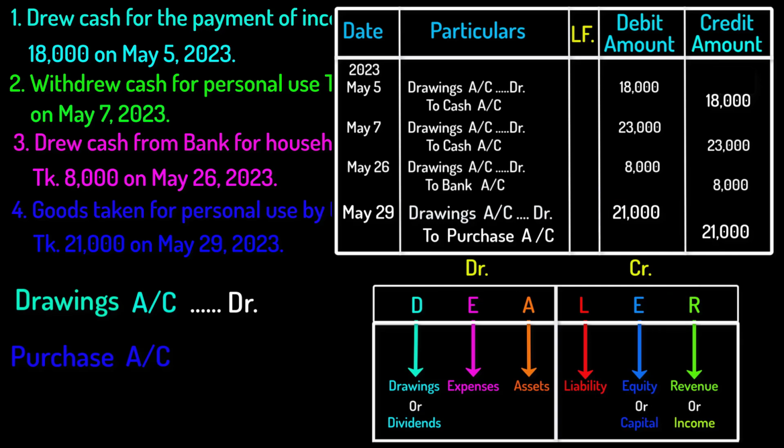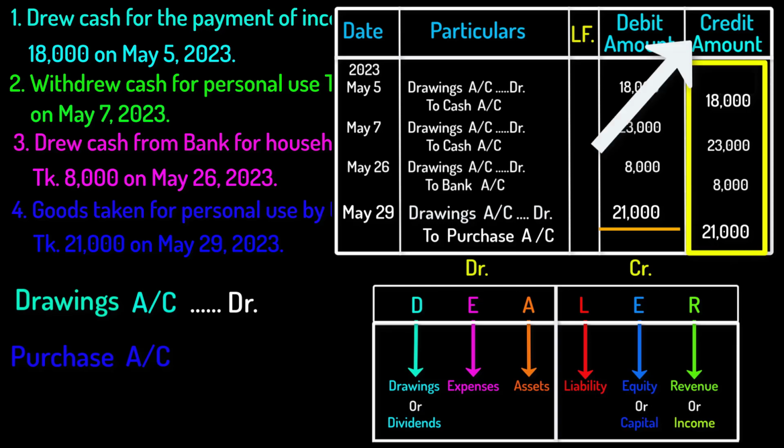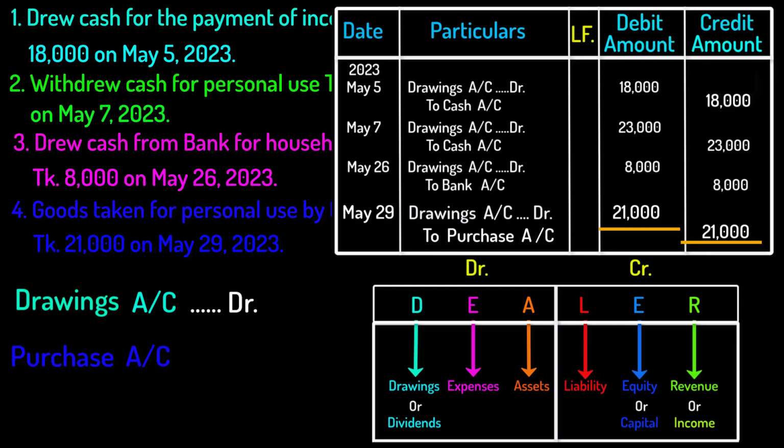You will have to write narration for each entry here, here and here. The total amount of this debit side here and the total amount of this credit side here. So my dear students, that was the process of passing journal entries on drawings that I wanted to show you. And thanks a lot for watching.